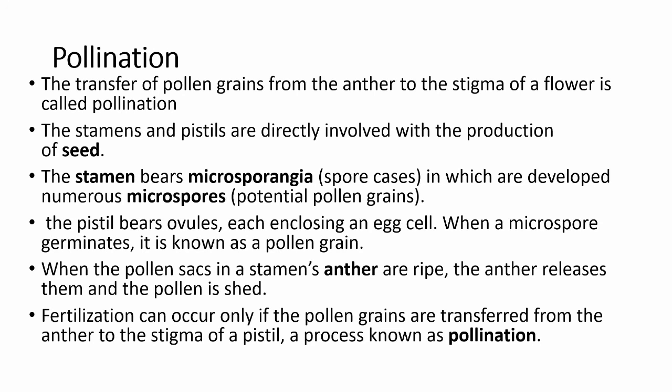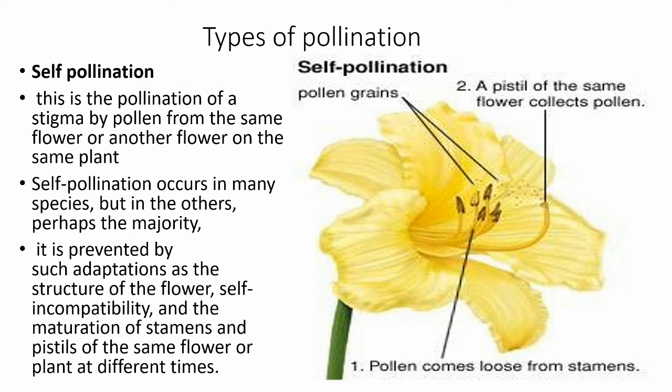Then fertilization can occur only if the pollen grains are transferred from the anther to the stigma of the pistil, which we know as pollination. So in general terms, pollination is the transfer of pollen grain from the anther to the stigma. And we have different types of pollination. We have two major types: self-pollination and cross-pollination. Depending on the structure of the flower, we could have cross-pollination or self-pollination.